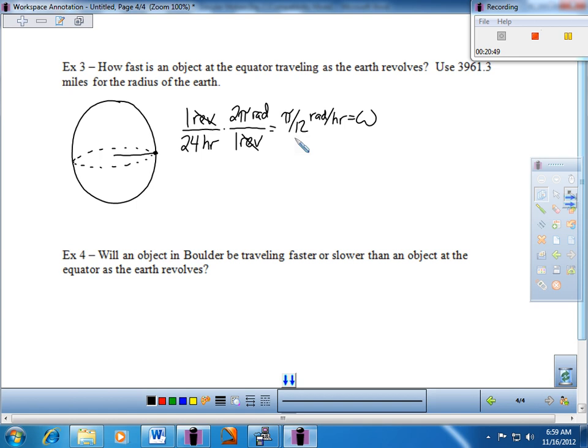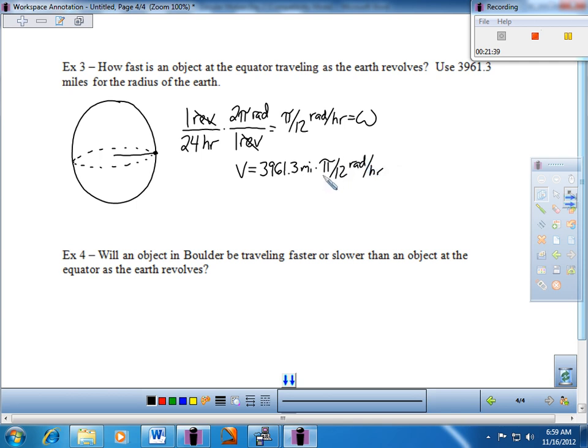Okay, but of course, the linear speed is not just dependent on W, it's also dependent on the radius. So let's talk about this particular case. Let's get V going. Once we know W, we've got the relationship to pull this off. So 3961.3 miles, and then times pi over 12 radians per hour. And again, radians being unitless, that's just sitting there.